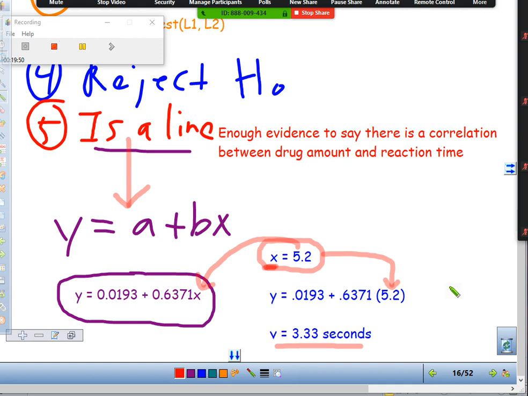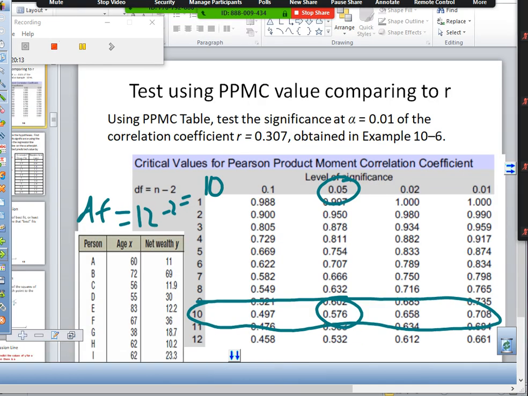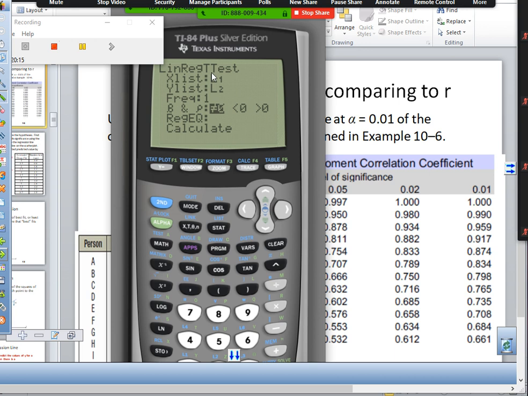Questions on this one? Okay. So we're going to go ahead and take a look at the linear regression t-test, and this is kind of what it looks like, right? You put in L1 for X, you put in L2 for Y, leave the frequency at 1, and then leave it as not equal to. It's always going to be not equal to. This RegEQ, I'm not sure what that is, just leave it alone, and then hit calculate.